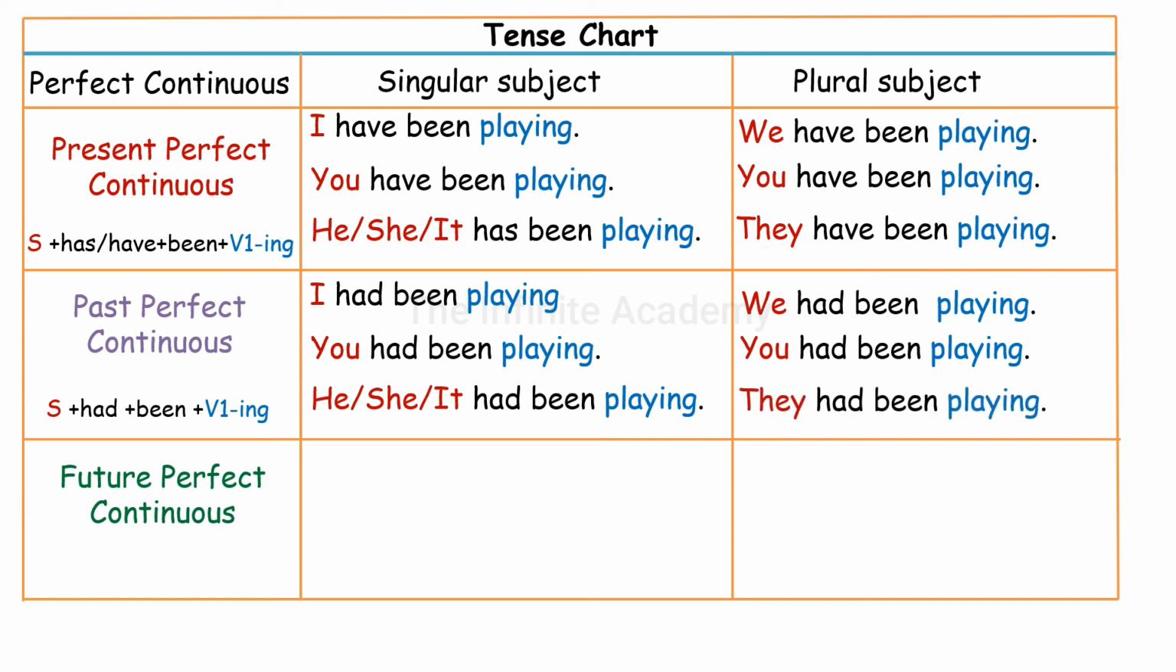They had been playing. The last one among all tenses is future perfect continuous. It is also called as future perfect progressive. It is a verb tense that describes actions that will be continued up until a point in the future. This sentence begins with a subject plus will plus have been plus verb in its ing form.